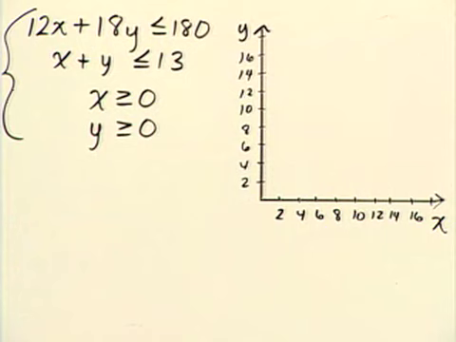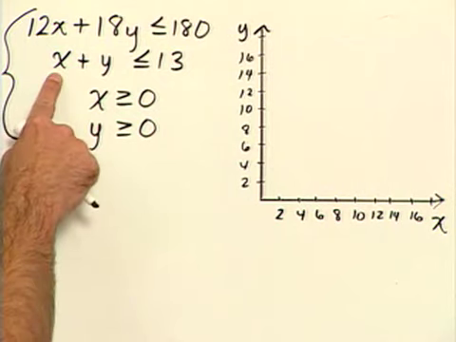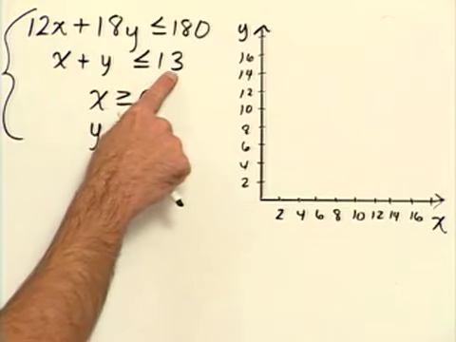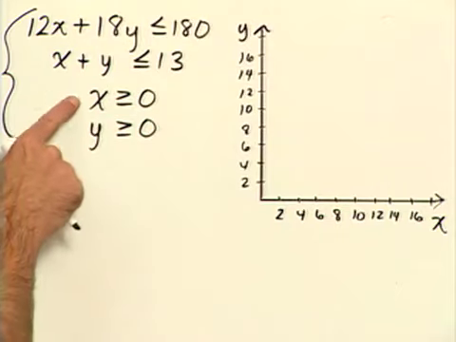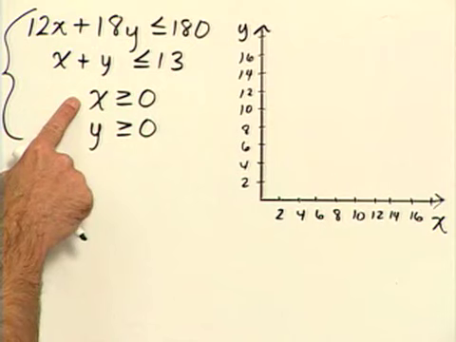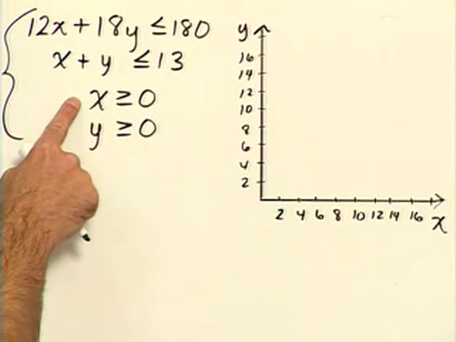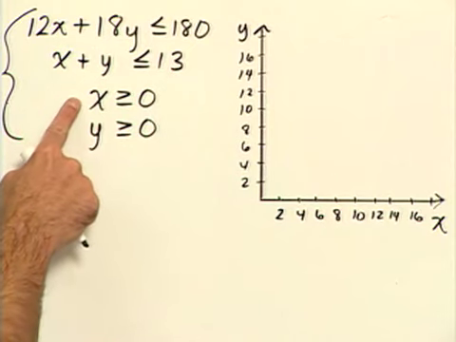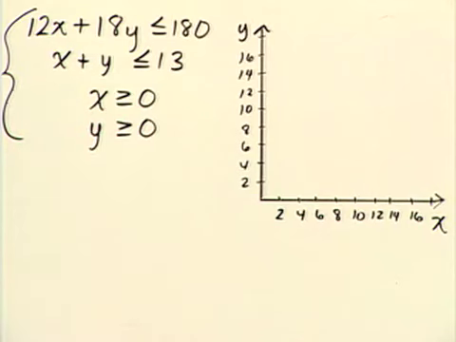The top linear inequality represents that Margaret can only spend up to $180. The second inequality says that Margaret can only buy 13 items. This third inequality says that she must buy at least 0 or higher number of blouses. This last inequality means that Margaret must purchase 0 or more sweaters. So those are our linear inequalities that make up our system.